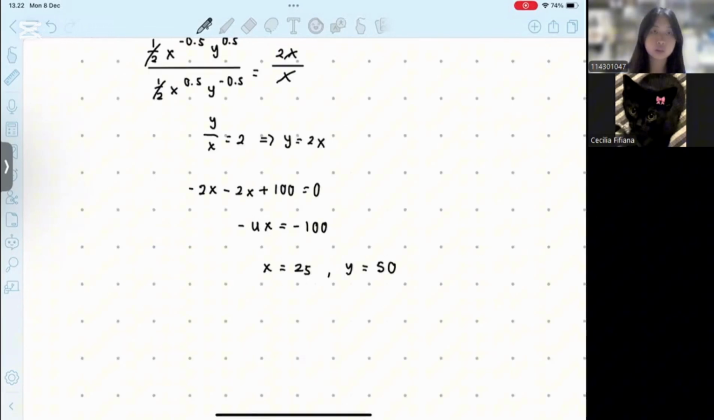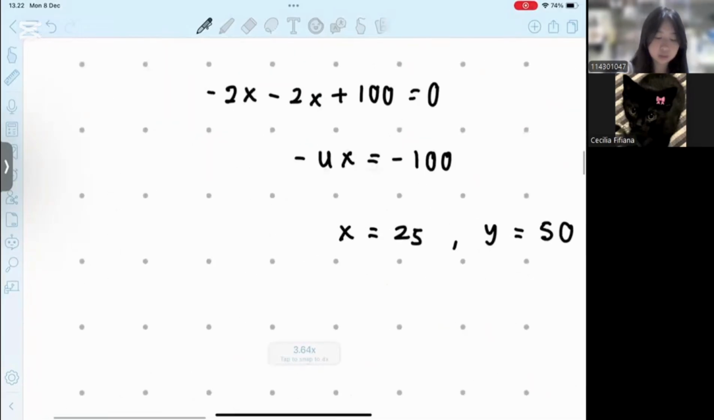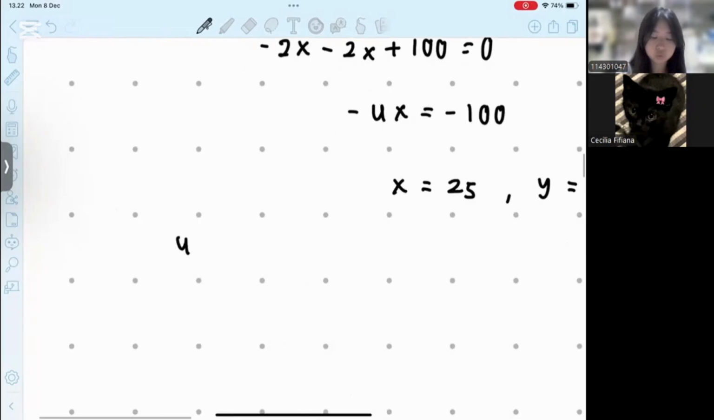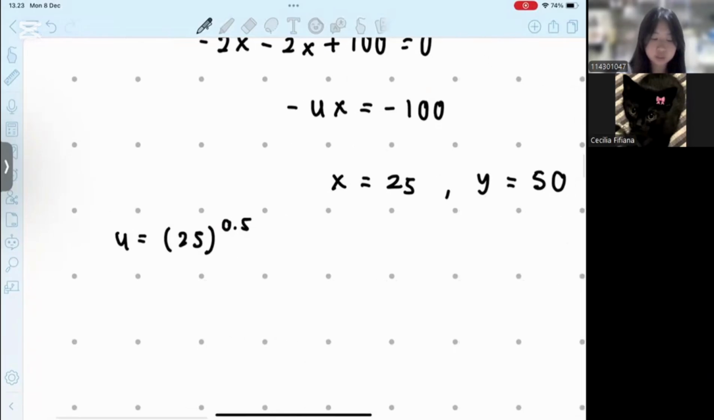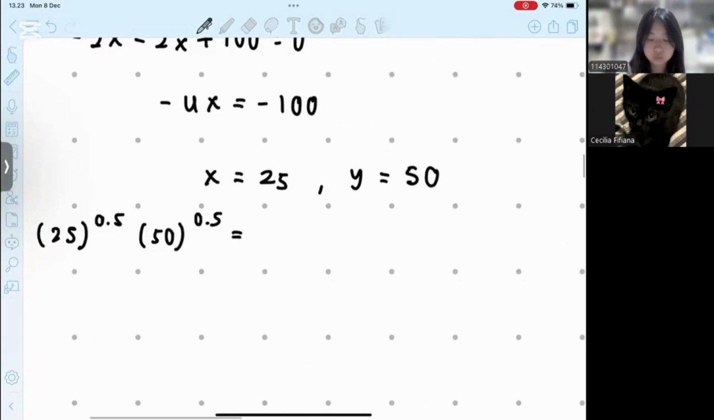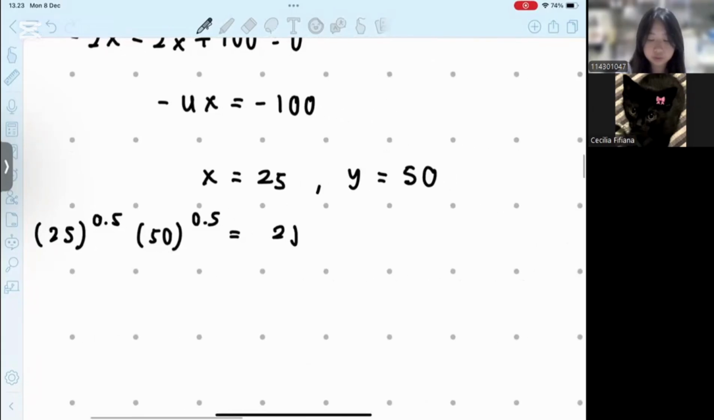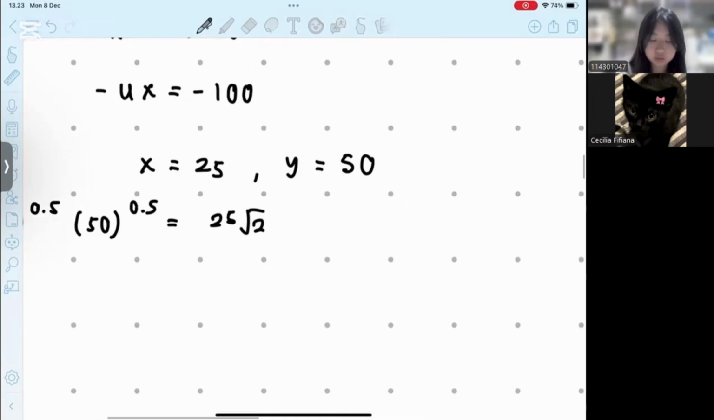Now that we know the quantities of x and y, we can compute the maximum utility, which would be U equals 25 to the power of 0.5 times 50 to the power of 0.5, which is the maximum utility.